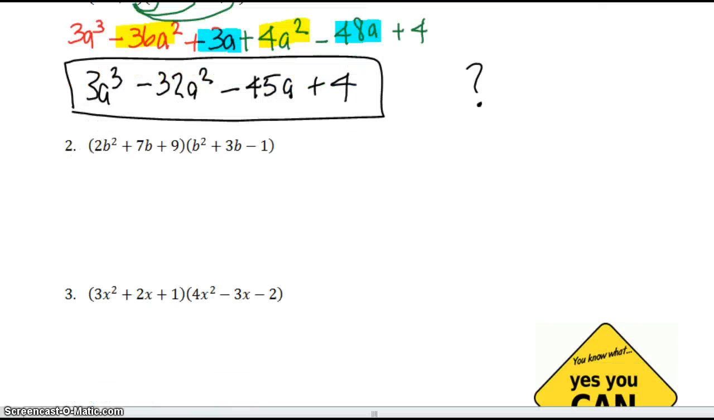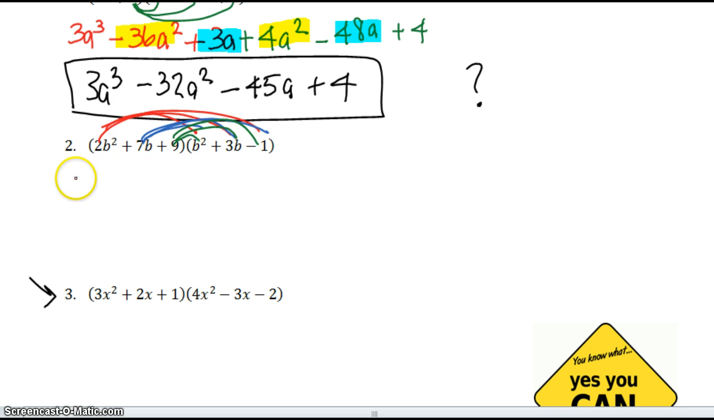And I really think, well, I started to say I'll leave the last two for you, but I'm just going to leave number 3. Let me work this one, since we have to do it 3 times. I'm going to distribute 2b squared, then I'm going to distribute 7b, and then I'm going to distribute 9. Ooh, that's a lot of marks. So let's see how it looks.